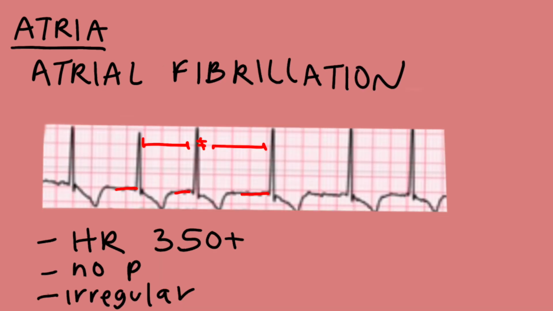In atrial fibrillation, there's an atrial heart rate over 350, usually no P waves and an irregular rhythm. These are chaotic and out of sync contractions.